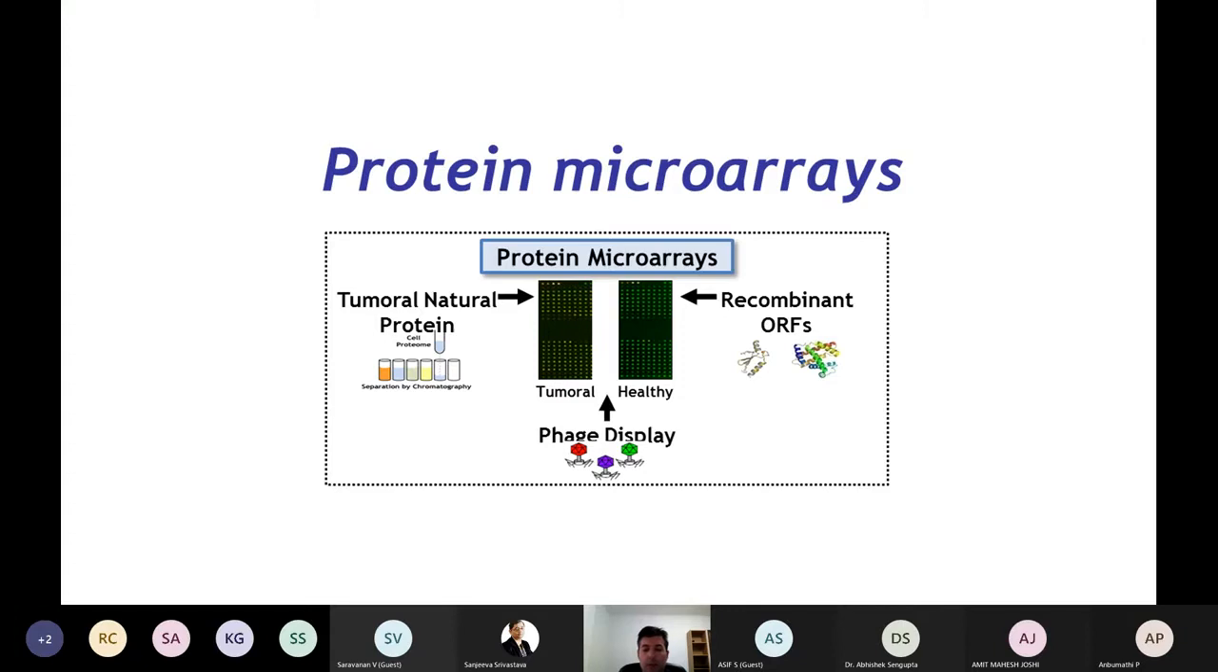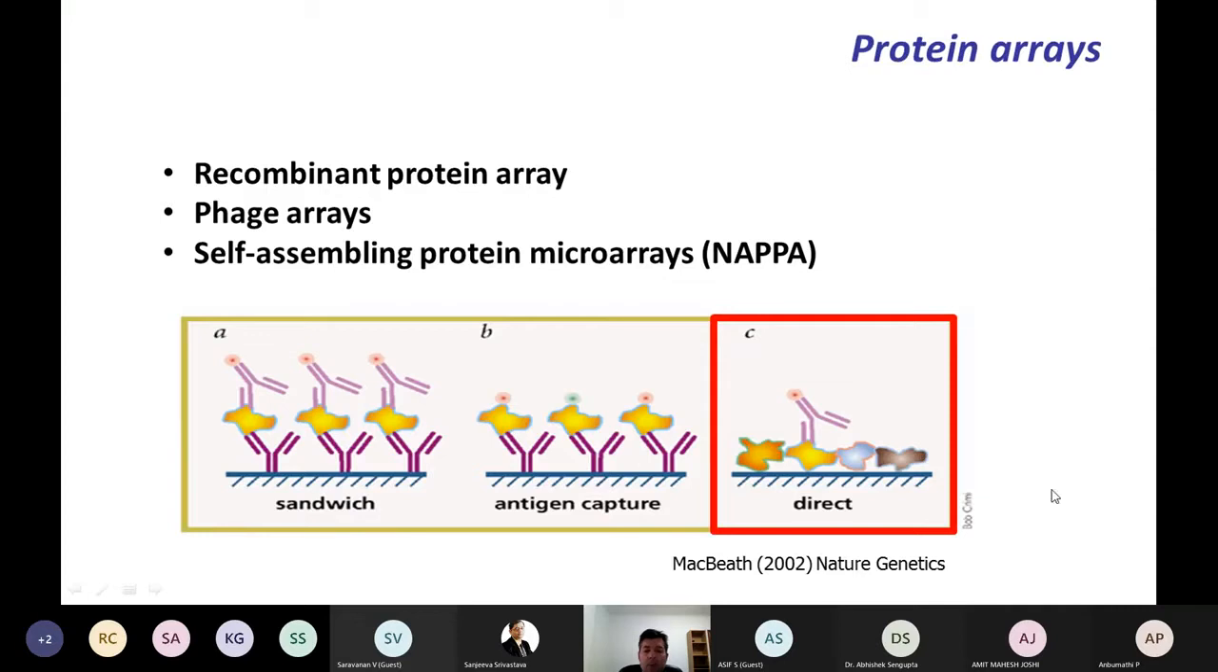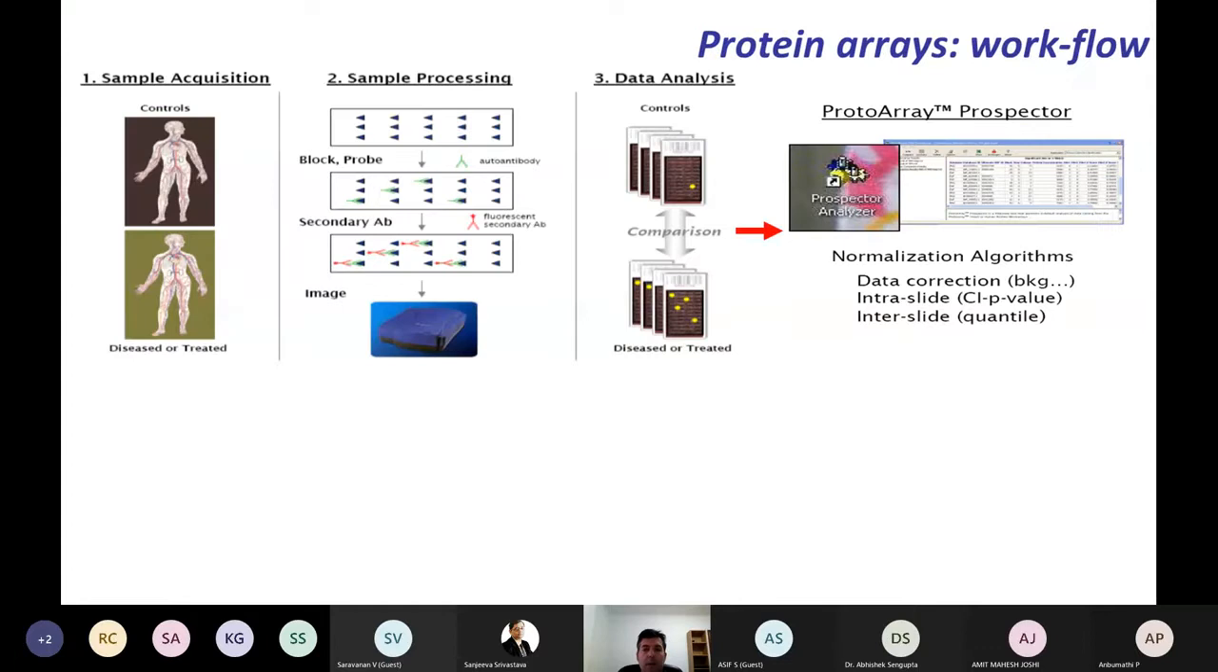Regarding protein microarrays, the term is usually related to natural proteins or tumoral proteins, recombinant open reading frames expressed in bacteria, insect cells, or also related to phages. In these situations, we print the protein, the phage, or even cDNA in the case of NAPPA, to use the protein microarray to detect direct interactions, protein-protein interactions, small molecule, or kinase studies.